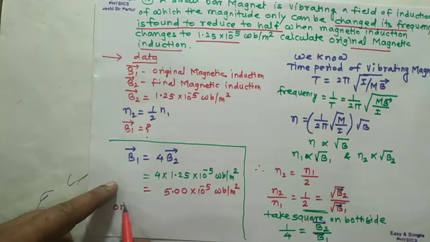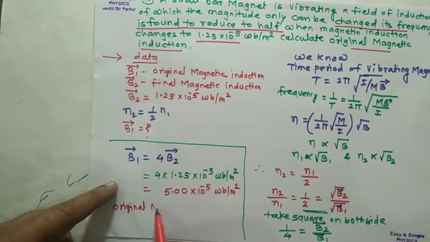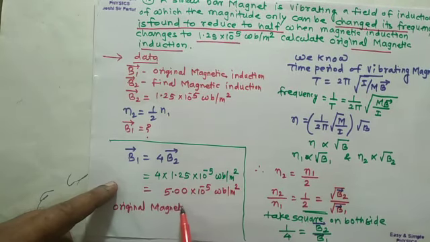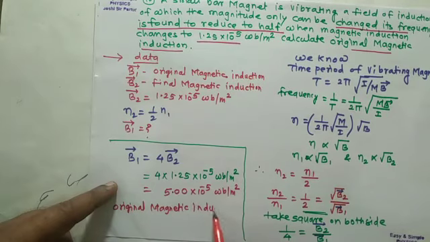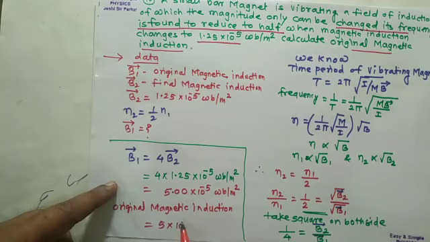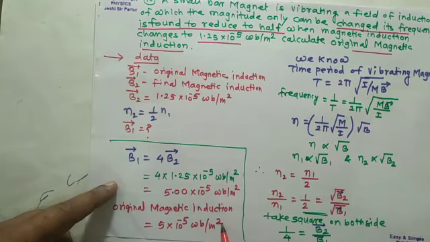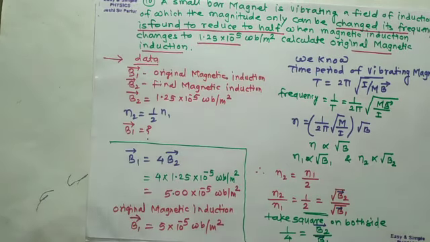So the original magnetic induction will be 5 into 10 to the power minus 5 Weber per meter square. That is the answer for the original magnetic field induction.